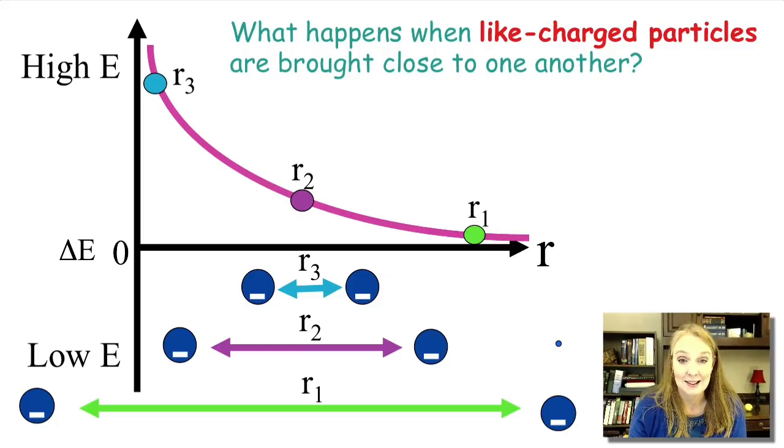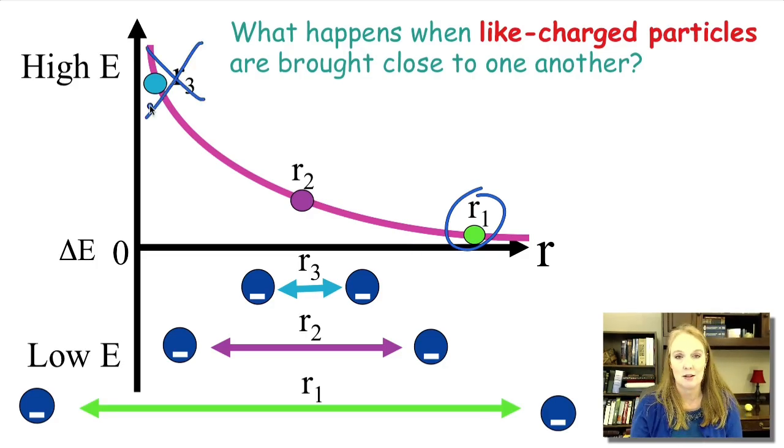So the spontaneous thing to have happen with the like charged particles is for them to move far apart from each other, right? Nature wants to be at low energy, right? Nature wants to be down here. Nature does not want to be up here at R3.